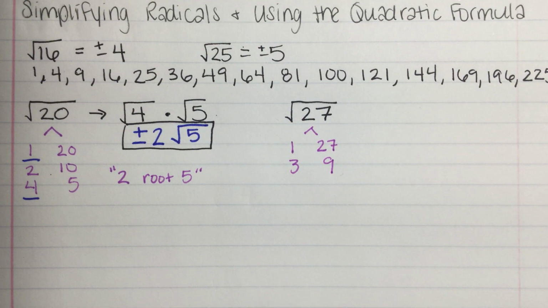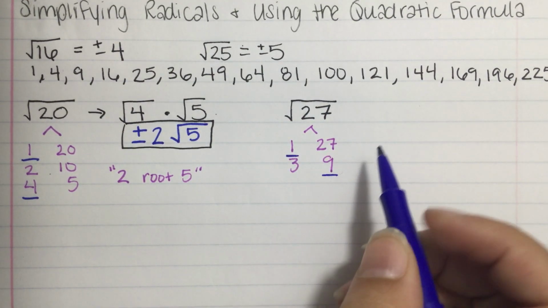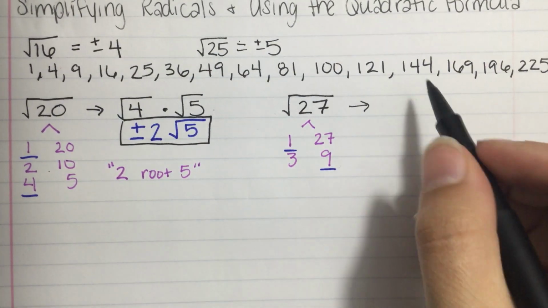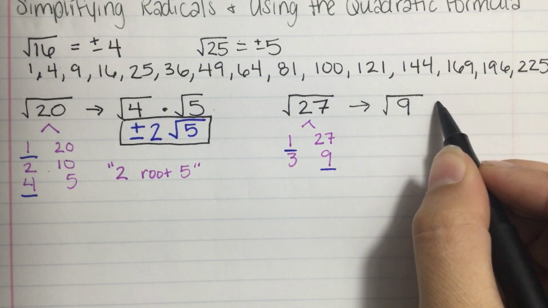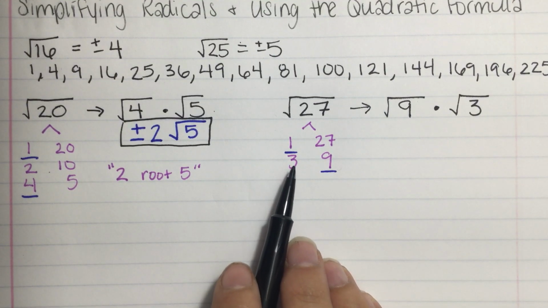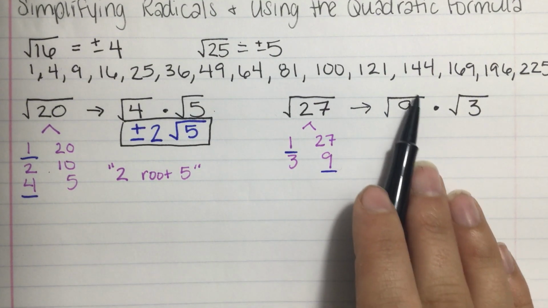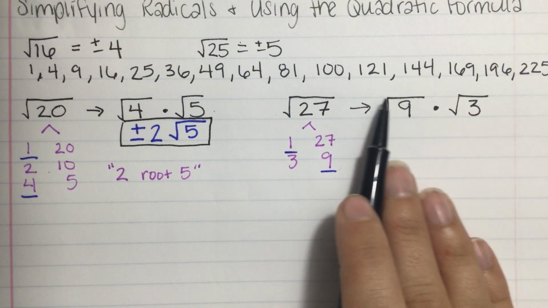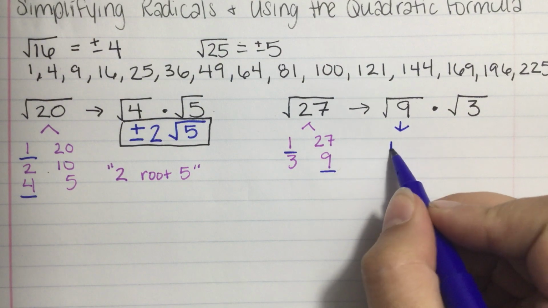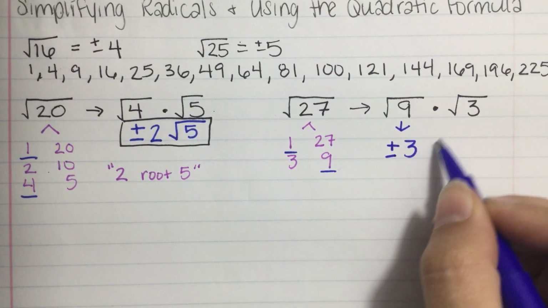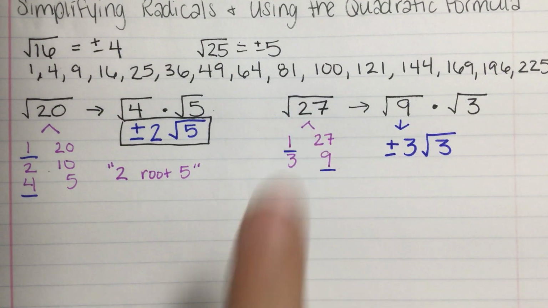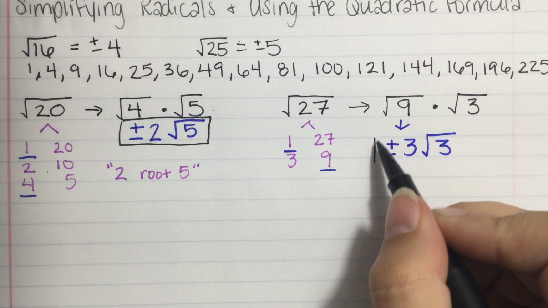So there's only 2 perfect squares again. We have 1 and 9, the greatest perfect square being 9. So I can rewrite this as the square root of 9 times the square root of 3. And you're going to notice that I rewrote it with my perfect square first, because I know I'm going to be able to simplify this. So the square root of 9 can be simplified to positive or negative 3, and root 3 is going to stay the way it is. So 3 root 3 would be the simplified version of the square root of 27.